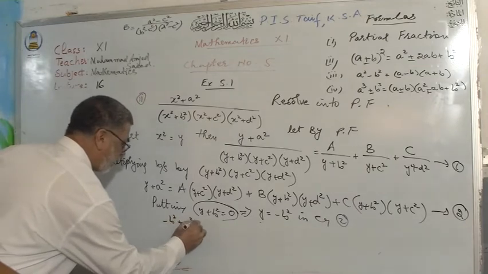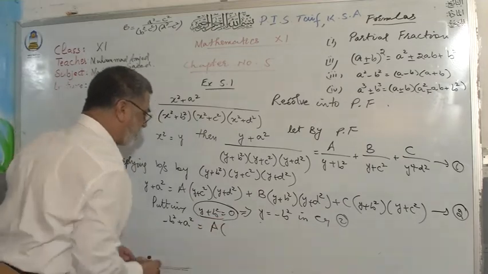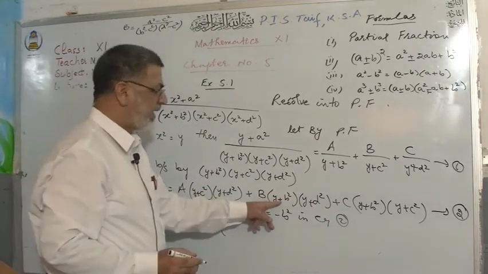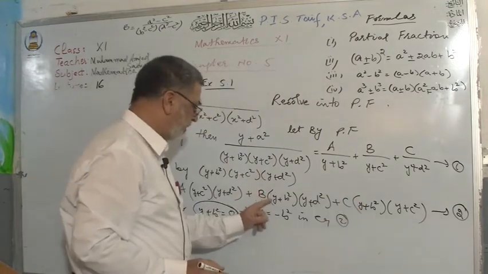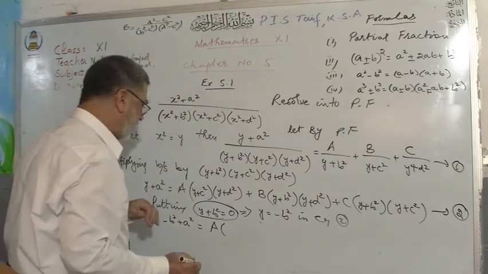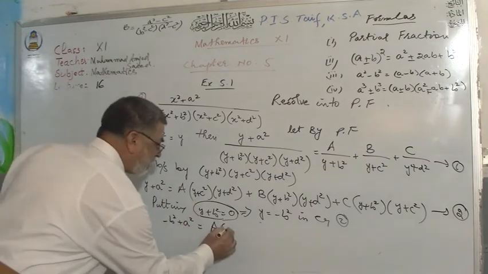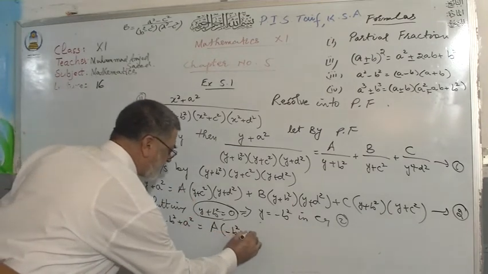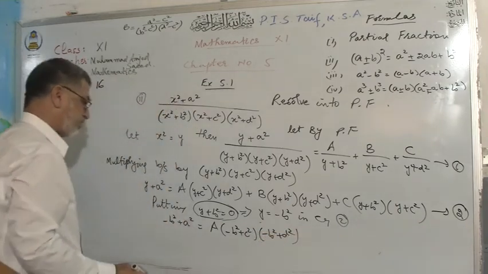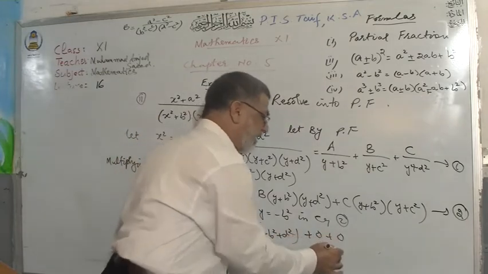Minus b square plus a square is equal to a into, remember that here is y plus b square, here is y plus b square, so b and c will be 0. And you will apply the values of y here in first with a, minus b square plus c square minus b square plus d square. Remember that b and c, they are zeros.